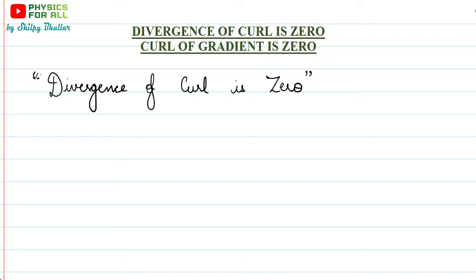Okay, so let's get started with these two rules. Let's start with the first rule, which says that divergence of curl is 0. And this is true. Divergence of curl is always 0. So let's try to solve it mathematically and see whether this statement is really true or not.